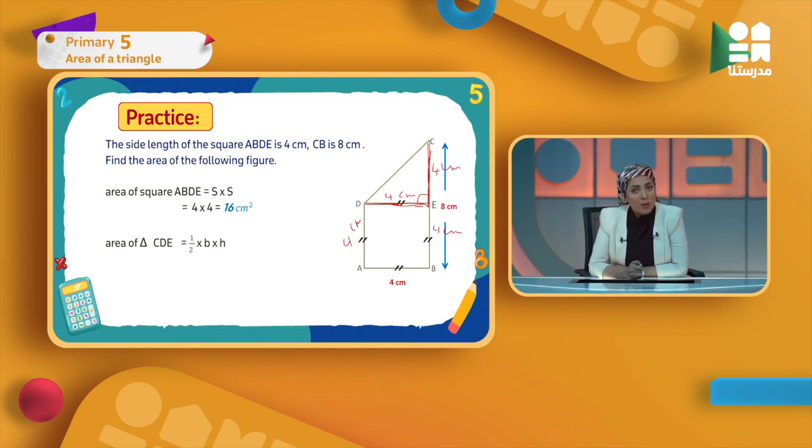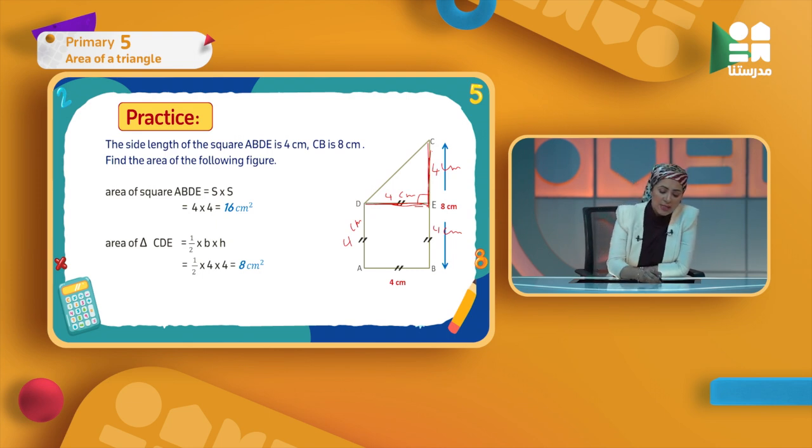Then the rule will be half times 4 times 4, which is 8 centimeters. Why 8 centimeters? Because I simplified the denominator in the half: 2 divided by 2 is 1. And I simplified the base, 4 divided by 2 is 2. Now I have 1 times 2 times 4, which is 8 centimeters squared.